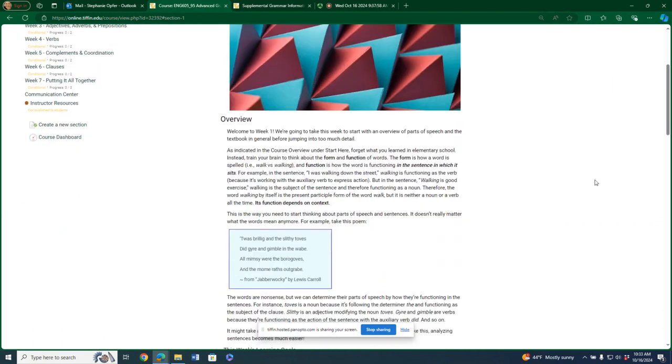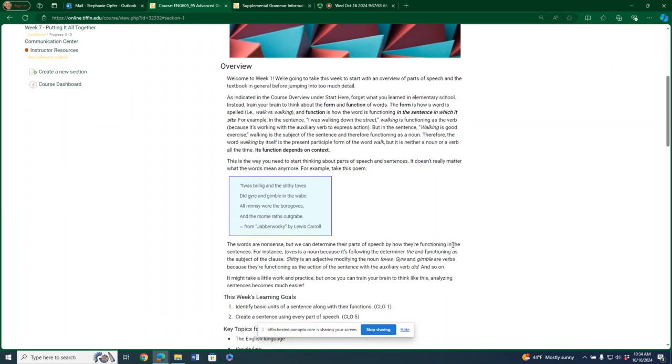So in this overview, I talk a little bit more about form and function of words. The form is how we spell a word. So literally what it looks like on the page, the letters that are used to spell it. So the difference between walk and walking is that walking has ing to it, all right? So form is how a word is spelled. Function is how a word is used in the sentence in which it sits.